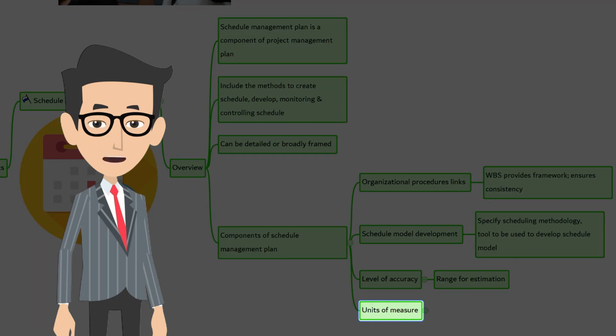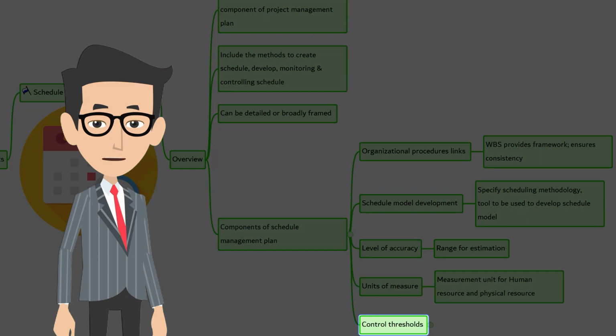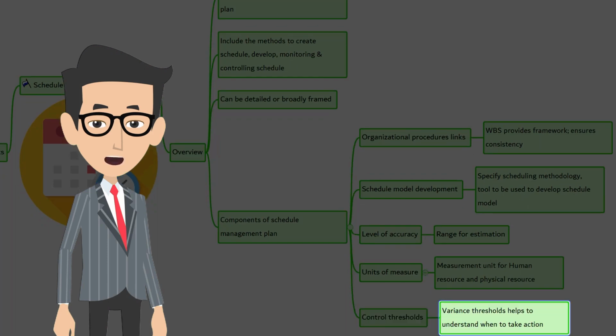The next is units of measures. Each unit of measure for each resource is defined. For example, for human resources, it's the staff hours, days, or weeks. And for physical resources, it could be meters, liters, tons, kilograms, etc., depending on the consumable. Control thresholds. Here, the schedule management plan will have information about the variation allowed in terms of schedule. This helps the project manager to understand when to take action if the schedule variation is found. Generally, this is expressed with reference to baseline, such as no variation beyond 2 weeks from baseline, etc.